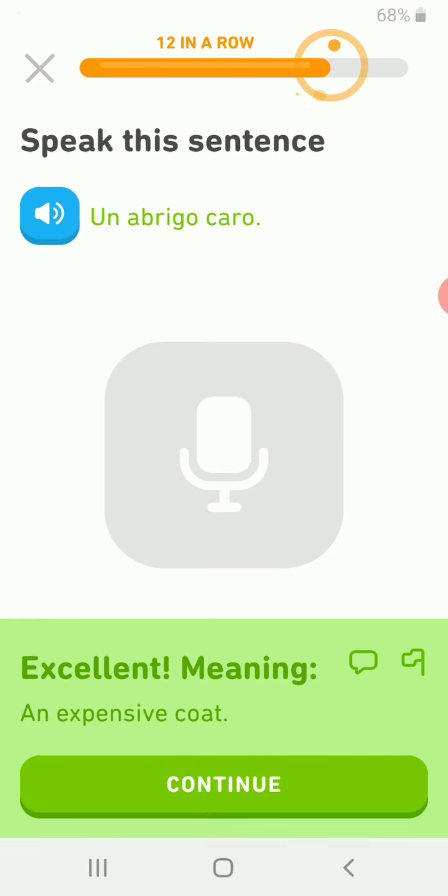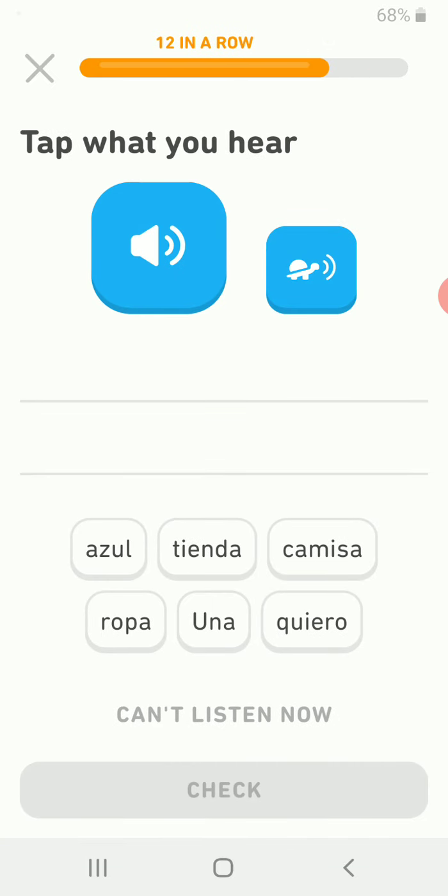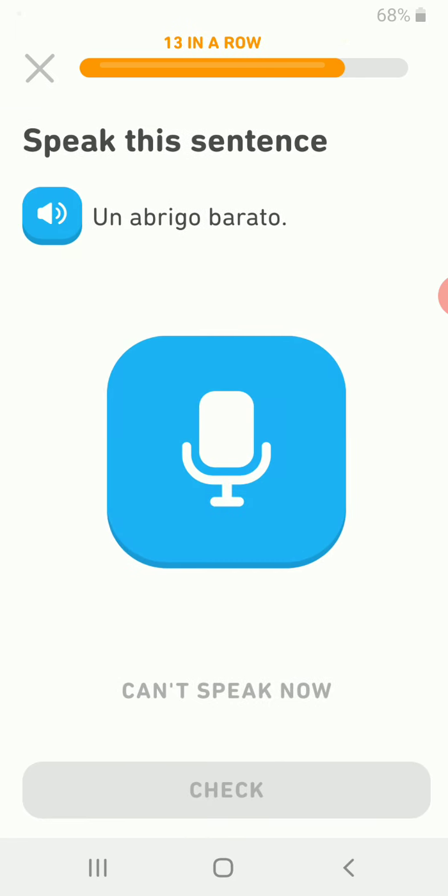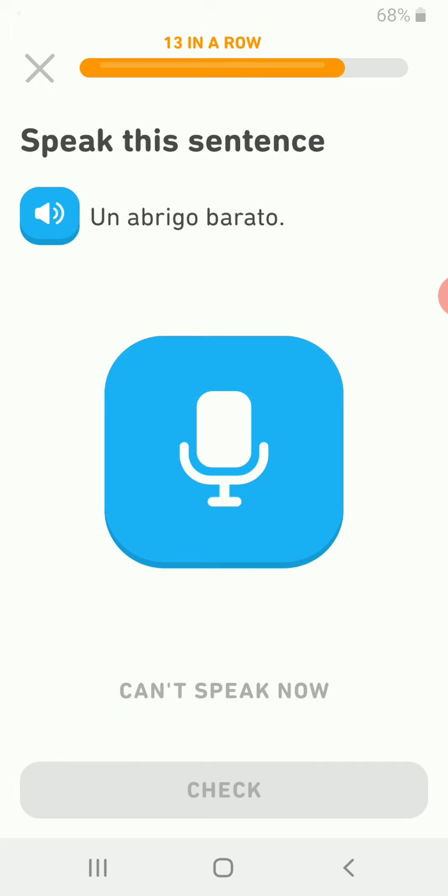Una camisa azul. Azul means blue, so una camisa azul is a blue shirt. And here we have un abrigo barato. Un abrigo barato. It's a cheap coat.